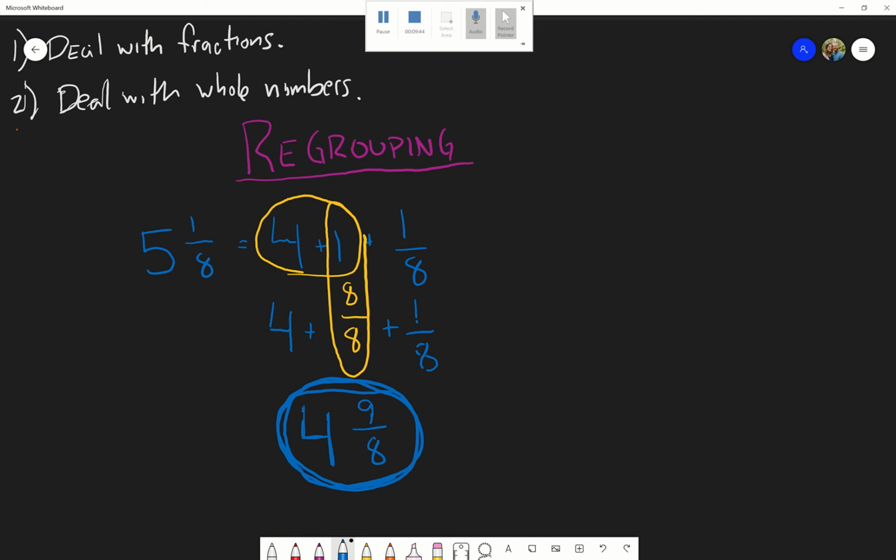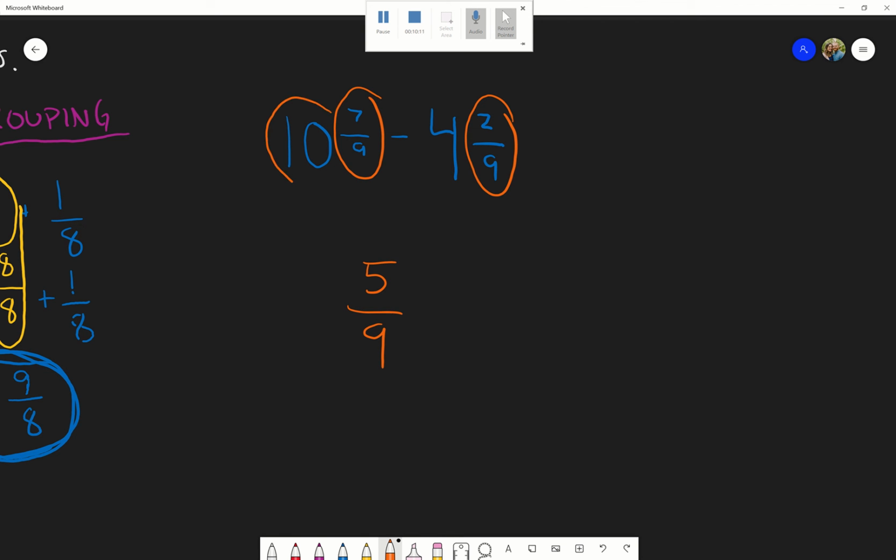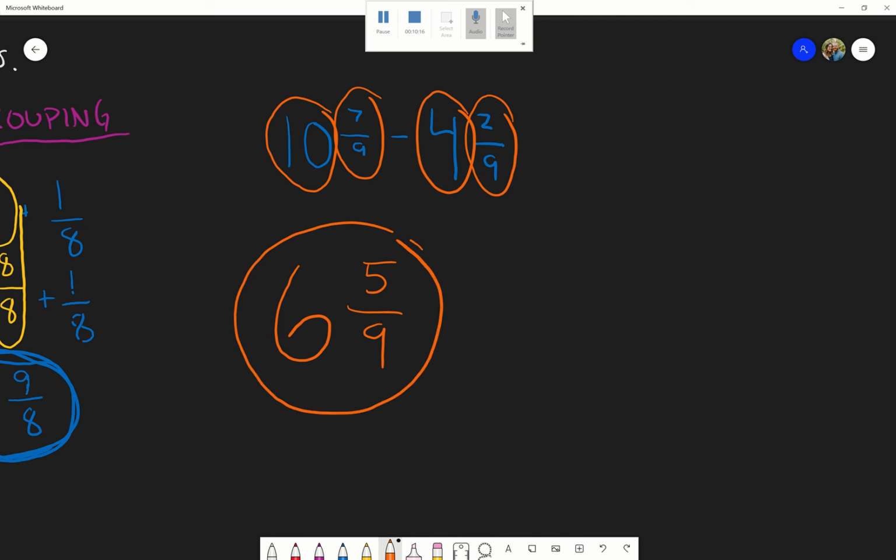All right. Let's do a math problem. Let's do some subtraction. Let's say I have 10 7/9 minus 4 and 2/9. First step, deal with fractions. 7/9 minus 2/9 is 5/9. Then deal with my whole numbers. 10 minus 4 is 6. 6 and 5/9. Great. Easy, cheesy, lemon peasy.